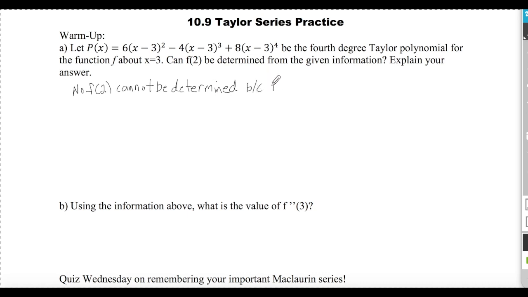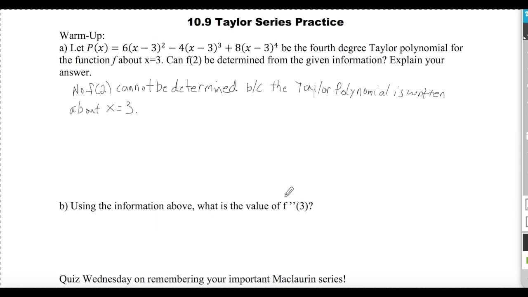Now f of 2 cannot be determined because the Taylor polynomial is written about x equals 3. Maybe that's the best way to explain that.